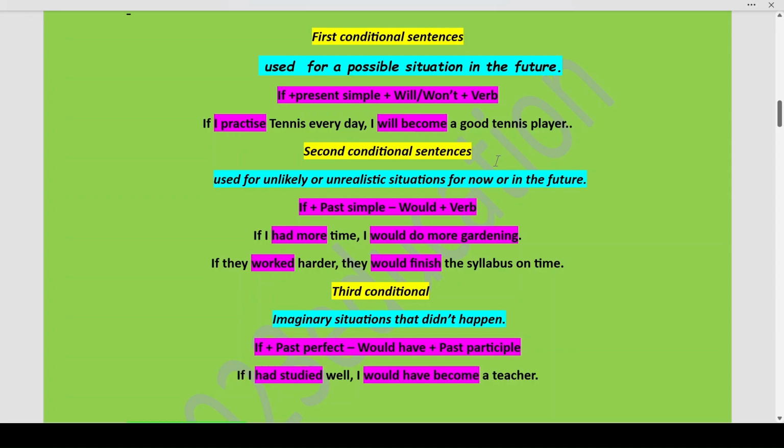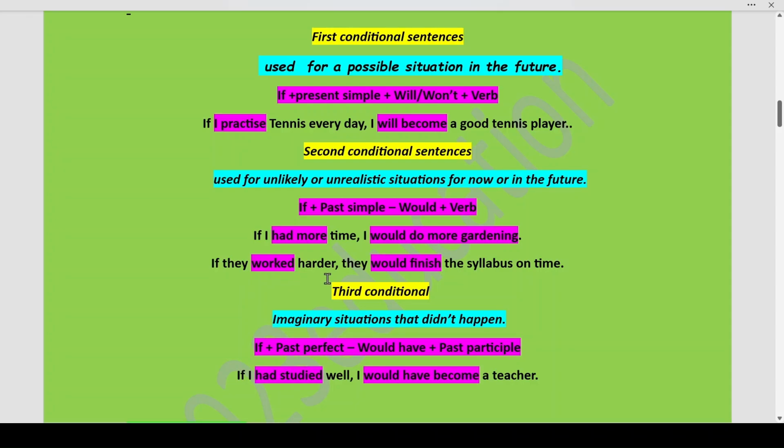Now, second conditional sentences, like I told you students, are used for unlikely or unrealistic situations for now or in the future. The format they take is if plus past simple, followed by would plus the verb. If I had more time, I would do more gardening. So this is two clauses again, and can you identify in what tense this is? This is had more, so it is in past simple tense. And would do more gardening. Would is the modal verb over here, followed by the verb.